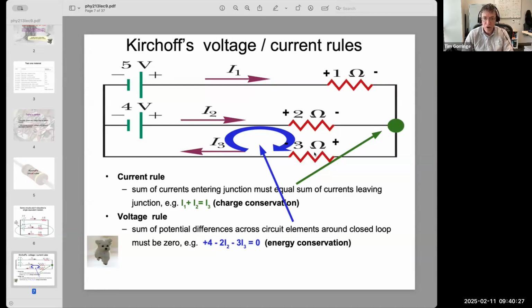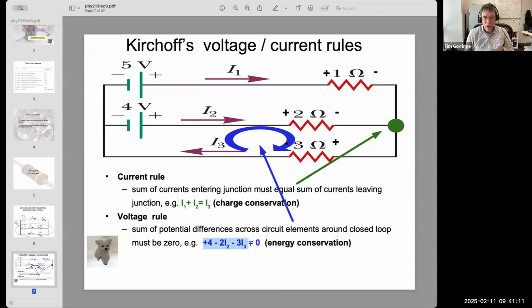It's also a decrease in electrical potential because the current on the lower arm, as I've indicated, is flowing over towards the left. I'm walking towards the left, so I'm walking down the electrical potential hill through the resistor. So this is a negative change in voltage: minus 3I3. If you add those 3 changes up, the change for the battery, 4 volts, the change for the 2-ohm resistor, minus 2I2, and the change for the 3-ohm resistor, minus 3I3, they add up to 0. That's the voltage rule, and that's the second rule that we can apply to a circuit.